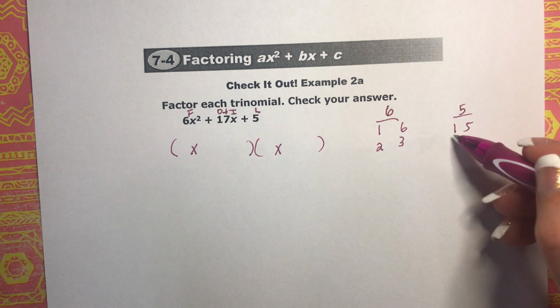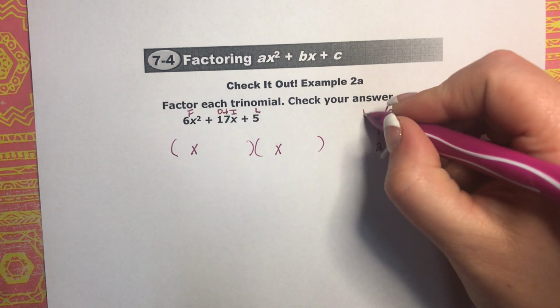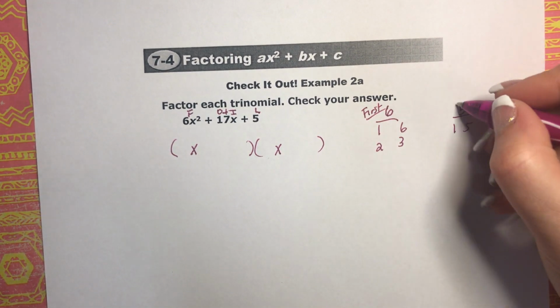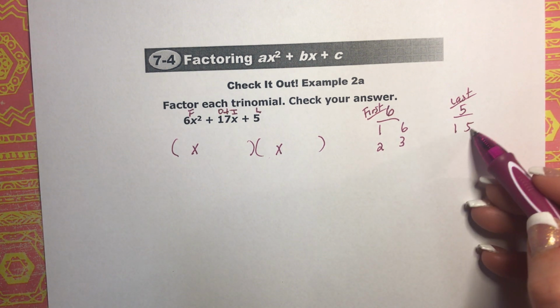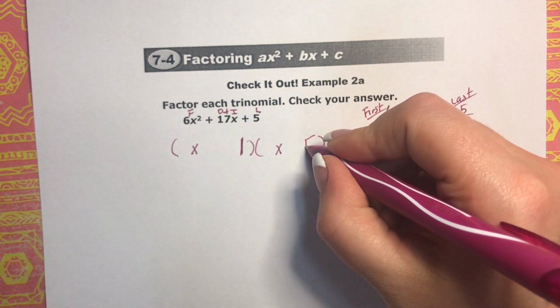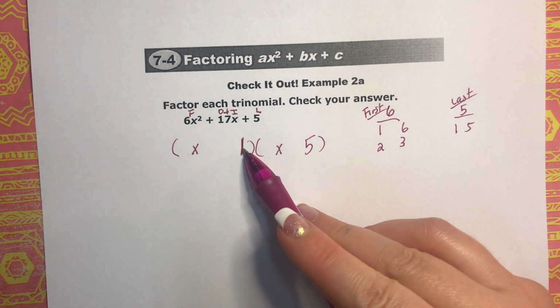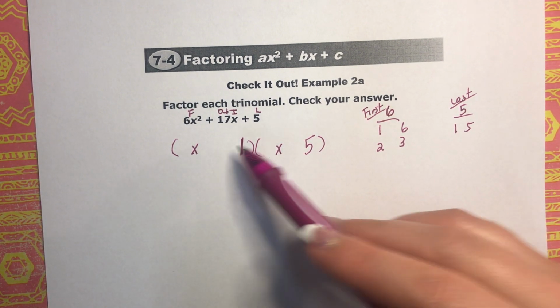Ooh, that's super nice. So there's only one option, so I can put in, so this was my first term, right? This is my first term, and this is my last term. And the last term only has one option, so I can write that in. So I'm going to write 1 here and 5 here, right? So 1 times 5 is 5. I could even figure out the signs if I wanted to, right?